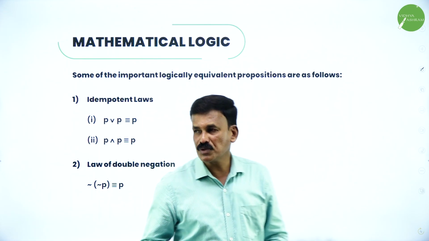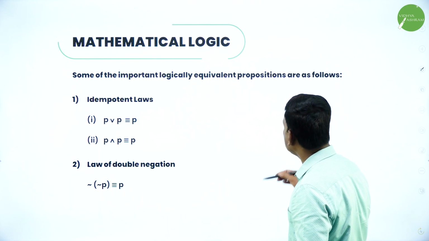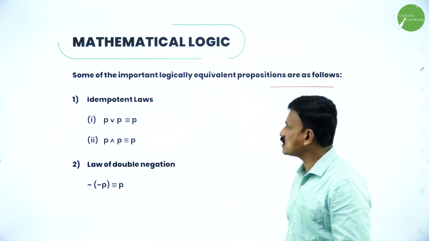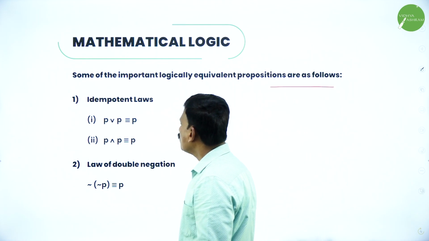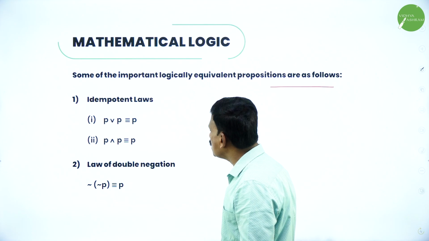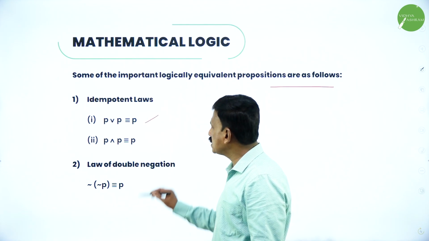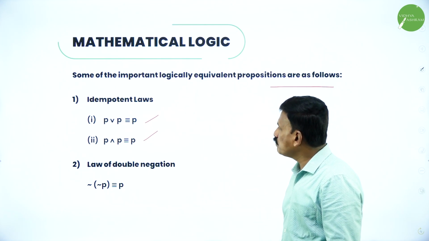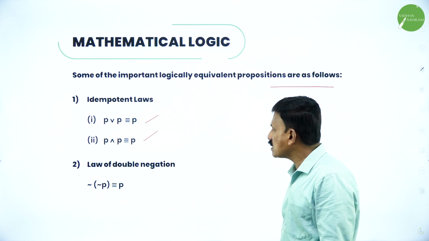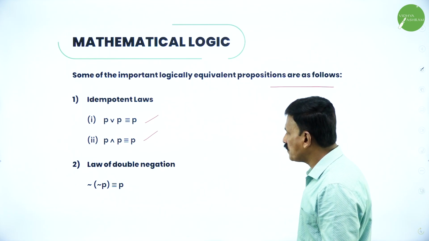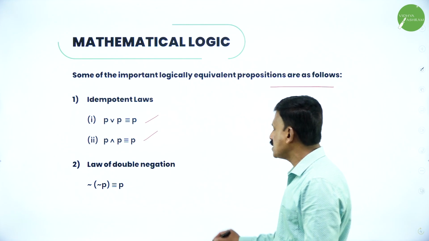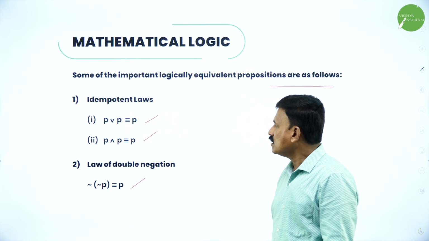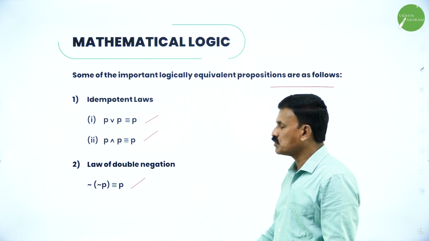Now there are certain properties. Some important logically equivalent propositions are the idempotent laws: P disjunction P is equal to P, and P conjunction P is also equal to P. Similarly, the law of double negation: the negation of a negation of P is equal to P itself. That is called double negation.